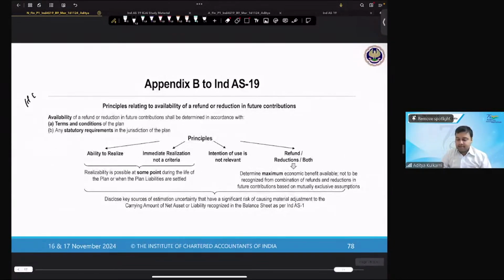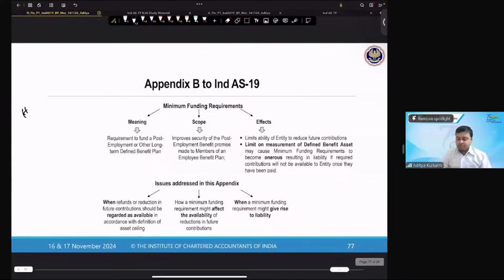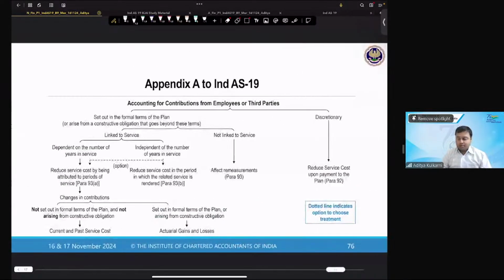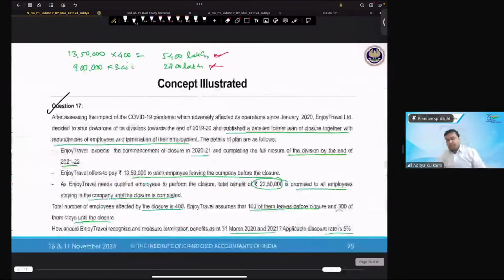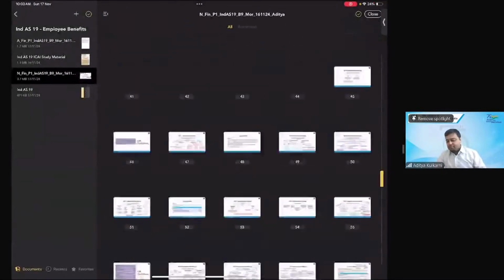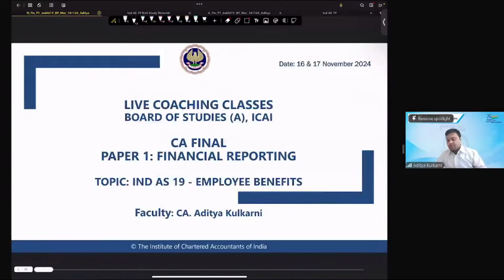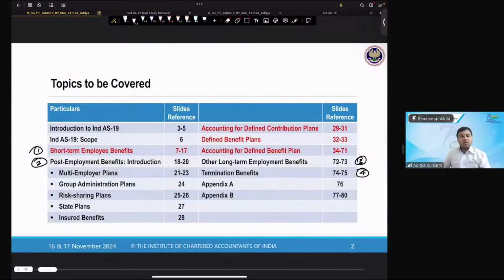Anything else? Anyone? Perfect. All right. Great. So that's it from our side. You don't have my session on Tuesday, but we will be continuing from Thursday. The next standard is Ind AS 37 that deals with provisions, contingent liabilities, and contingent assets. You can expect this to be uploaded from my side by end of the day today.